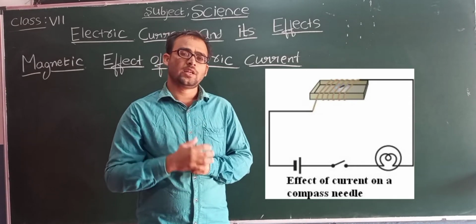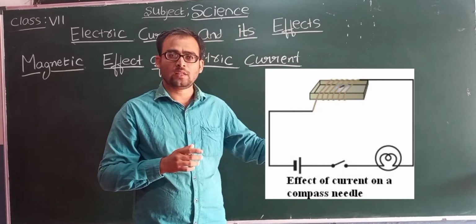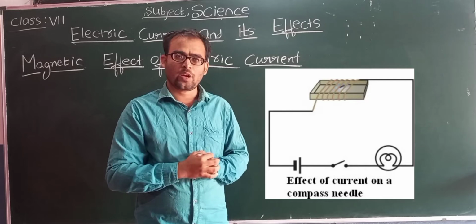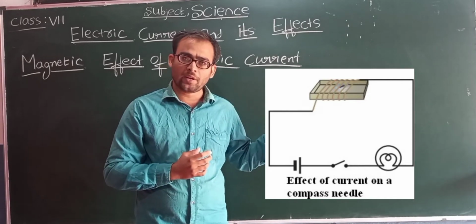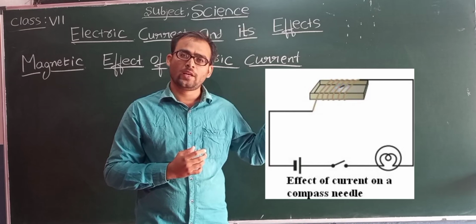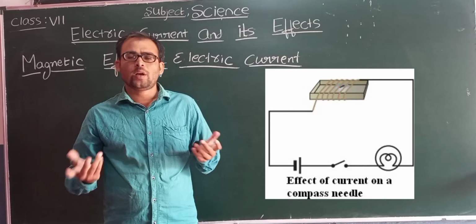Okay, so it will get deflected. Now what you need to do is switch off the circuit again, keep the switch in the off position, and see what happens. The magnetic needle will come back to the same position as it was before. Why is it so, students?